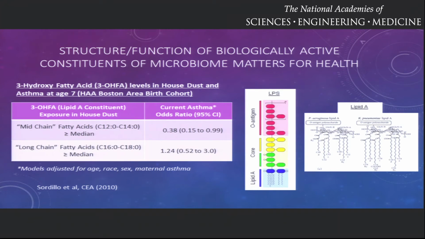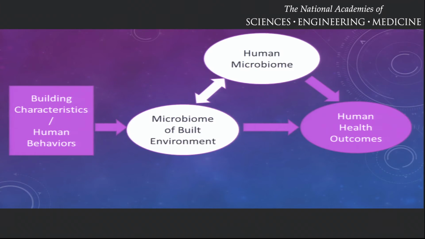But anyway, here are the findings from our home allergens and asthma study that show that the sum total of the mid-chain fatty acids detected being greater than the median is associated with protective odds for current asthma. But these other forms of LPS, the long-chain fatty acids, don't seem to have much relationship with current asthma. Some of these in part may be derived from actinomycetes, but this is just to give you an idea that the function and the structure of microbial components is likely key, and we should think about investigating that taxa by taxa if possible.